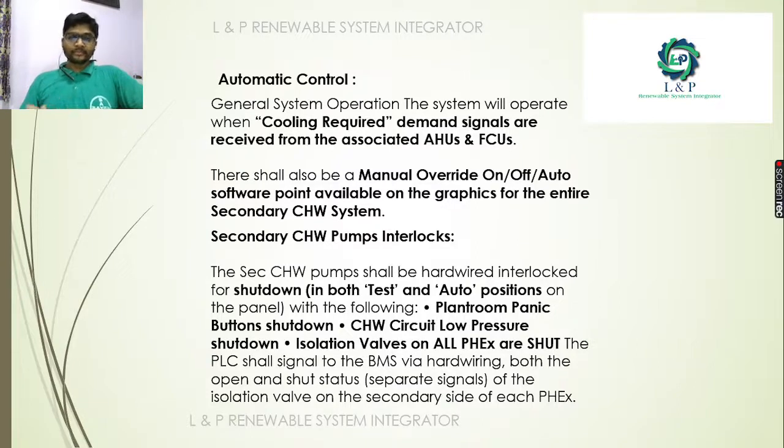Secondly, for the secondary chilled water pumps to work, there are certain interlocks. We can use a hardware interlock also for shutdown purposes. There should not be any panic button shutdown enabled, there should not be any low pressures, and there should not be any isolation valve shut off. All these things should be in the normal position. These are the important interlocks which play an important role in performing the auto operation.